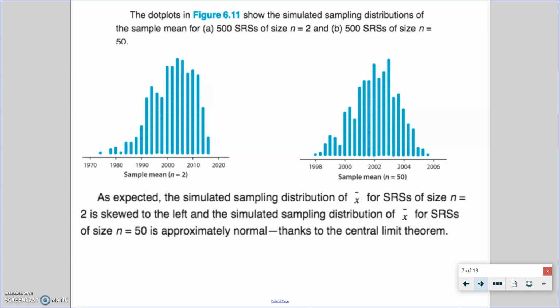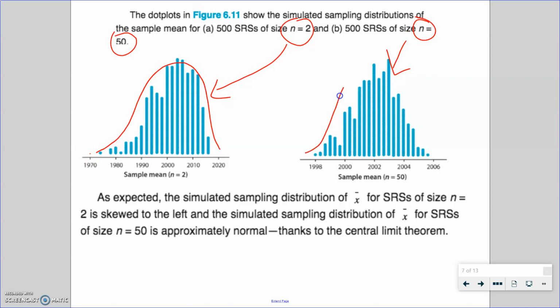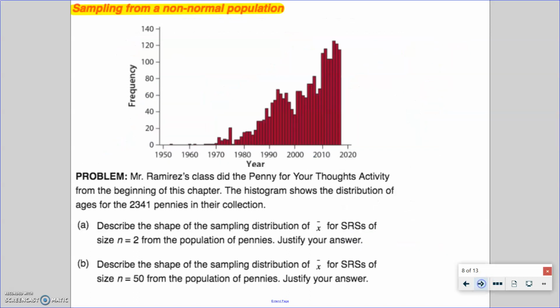Here, for example, are dot plots showing the simulated sampling distributions of the sample mean for 500 simple random samples of size 2 in this case, and 500 simple random samples of size 50 in this case. Notice how this one is a little bit less skewed versus this one is much more normal. And that's kind of the idea. So thanks to that central limit theorem, as long as n is greater than or equal to 30, we can say it's roughly normal and it's okay to move forward.